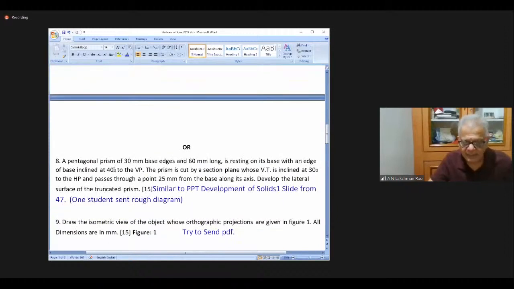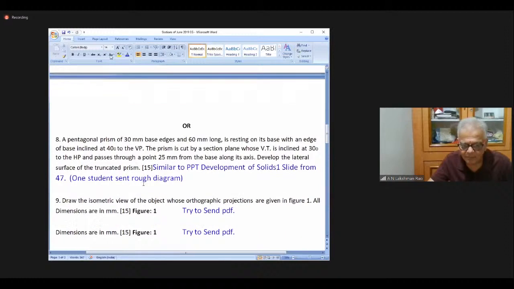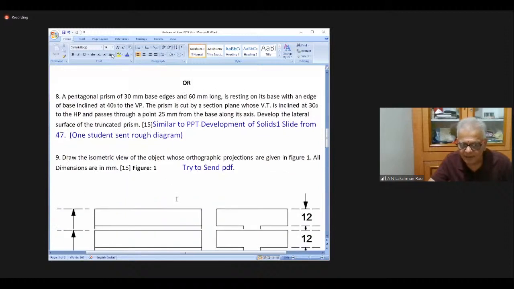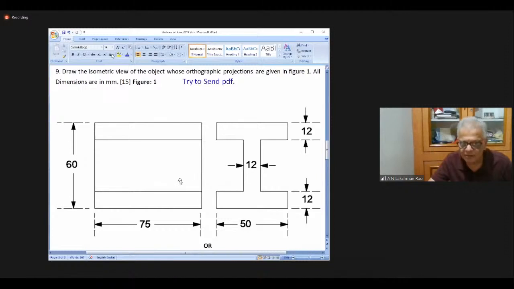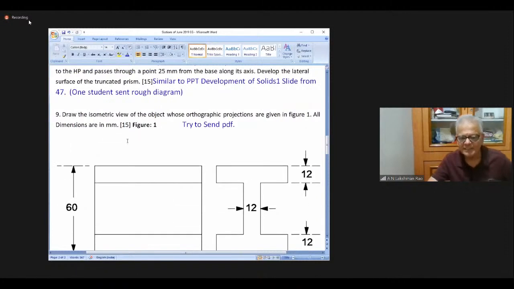Now, pentagonal prism. One student has already sent the rough diagram. Similar PPT is available in development of solids from 47. Actually, I have done this problem yesterday. Similar problem, not exactly this. Some dimensions may be changing. Now, this 9th problem, I already done it. I'll show it to you now. 10th, that figure is not clear. I'll do it later on.